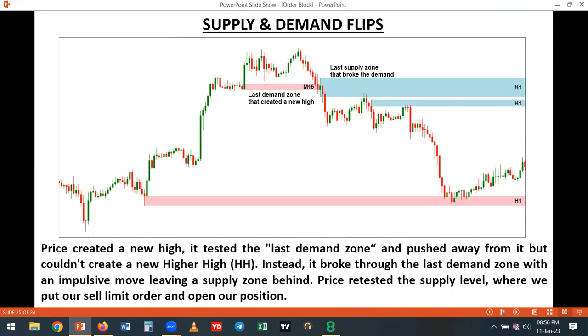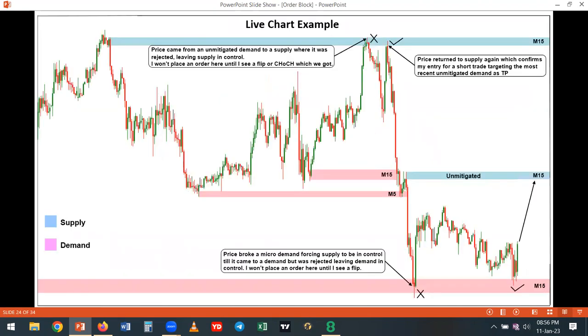But I believe it makes sense. Okay. Demand flip, supply and demand flip is just change of character. Like what happens here. This is what I mean by a flip. A flip is exactly what happened here. Price came from here, came here, no entry. This is a flip. I've given you a change of character.